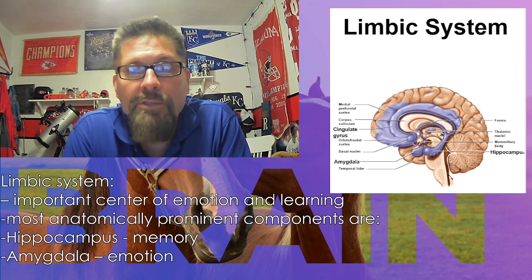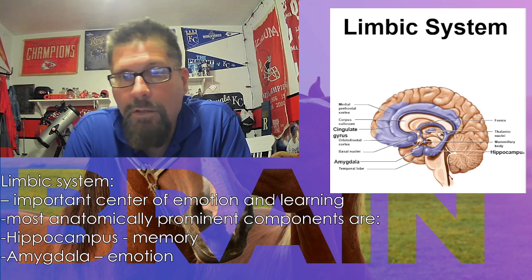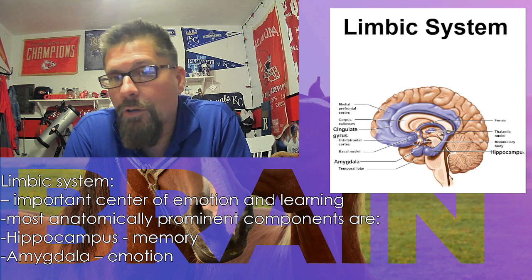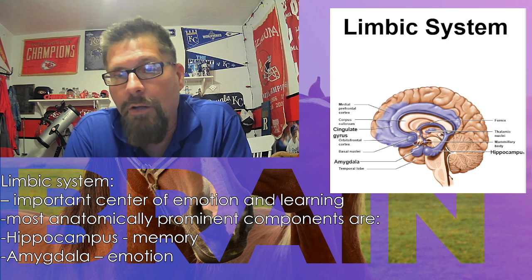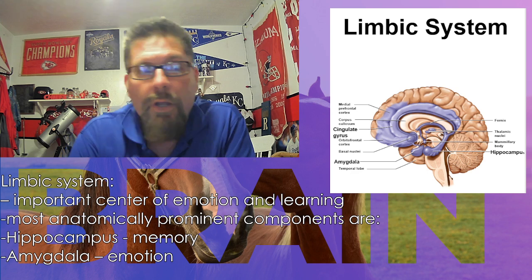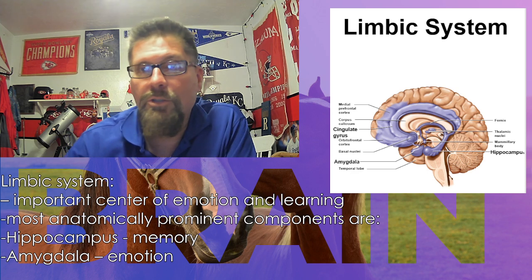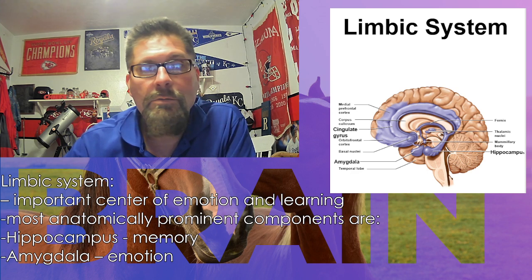But hippocampus, memory, amygdala, emotions, those are the two areas of the limbic system. And again, we're going to deal with those more in the next two videos.